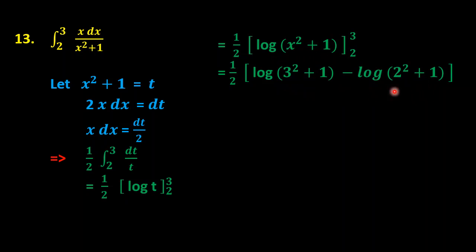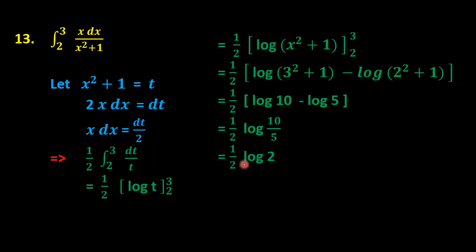Here we simplify. 3 square plus 1 is 10, and 2 square plus 1 is 5. So half of log 10 minus log 5. There is another formula related to this: log a minus log b equals log a by b, so it can be written as log 10 by 5. This will get cancelled because it has common factor 5. 5 1s are 5, 5 2s are 10. So it will be half log 2. This is our answer.